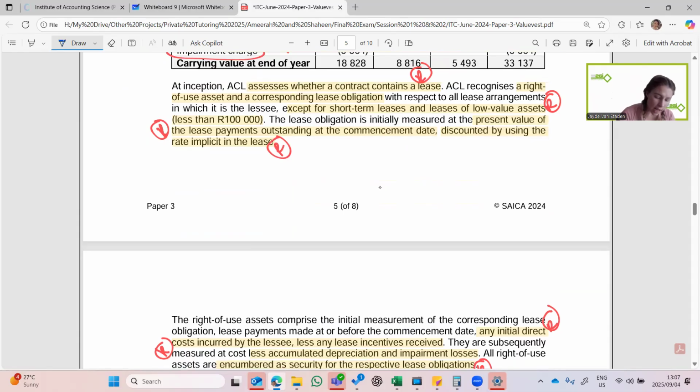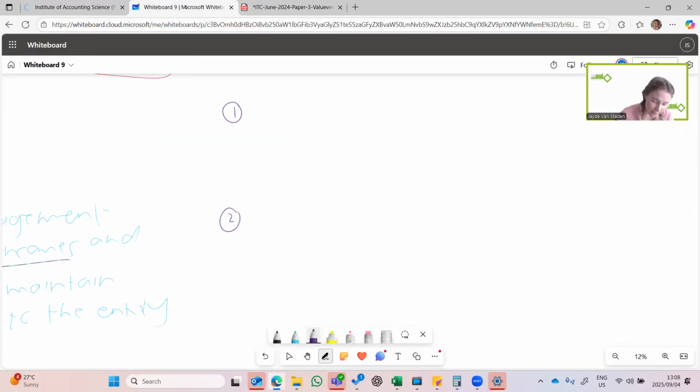So essentially, I am finding the effect piece, but I need to link it to a trigger. Because if you just write there is a risk that new leases entered into aren't correctly recognized, and even if you link it to completeness, we'll speak about assertions now, you're still not going to get the mark because you've got the effect, you've got the assertion, but you haven't linked it to a trigger. You haven't linked it to the thing that's making you think that something could go wrong.